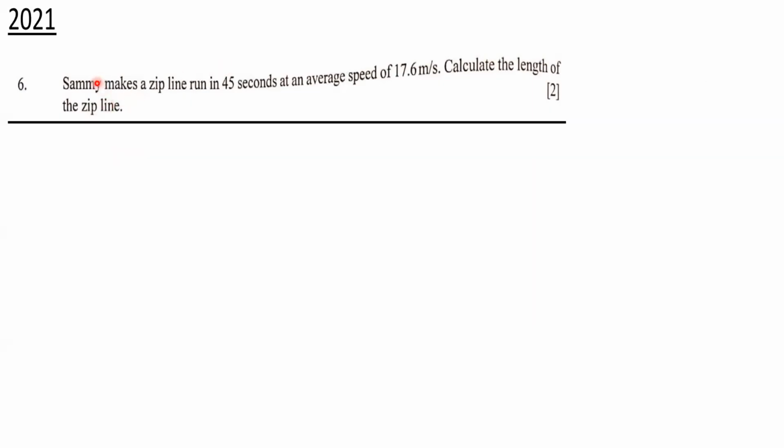Next, for this question, we have to figure out the length of the zip line. It says Sami makes a zip line run in 45 seconds at an average speed of 17.6 meters per second. Calculate the length of the zip line. Now for this one, notice carefully what they gave us. They gave us the speed and they gave us the time. And so they want us to find out the length or the distance.